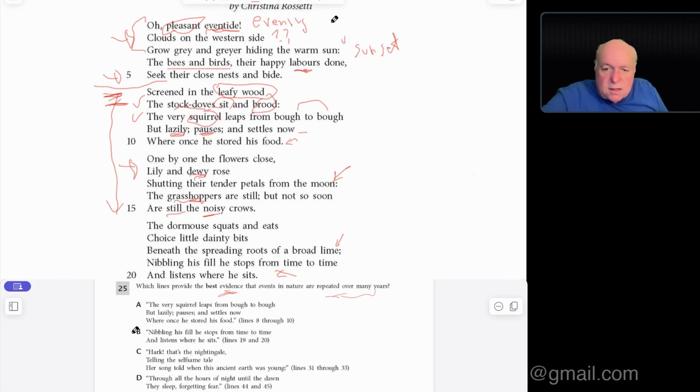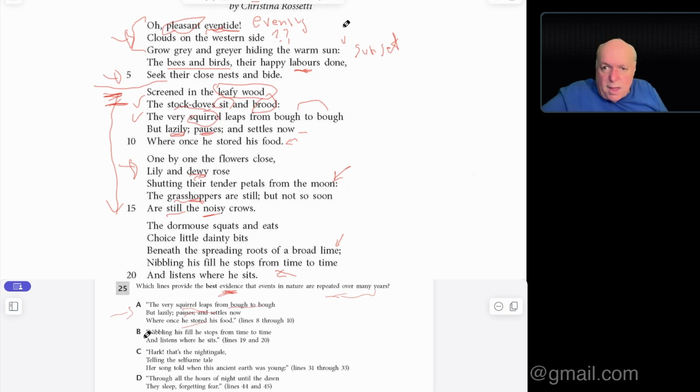A: the very squirrel leaves from bough to bough. No, it's just chilling out and bouncing around, and it eventually goes to sleep or whatever, and where it stored its food. So that doesn't seem cyclical. Now you might be sitting out on your porch and watch this happening every night, but that's not proof that that happens. This is just one iteration, one instance of the squirrel doing that. So it seems like if A was the answer, something's messed up.